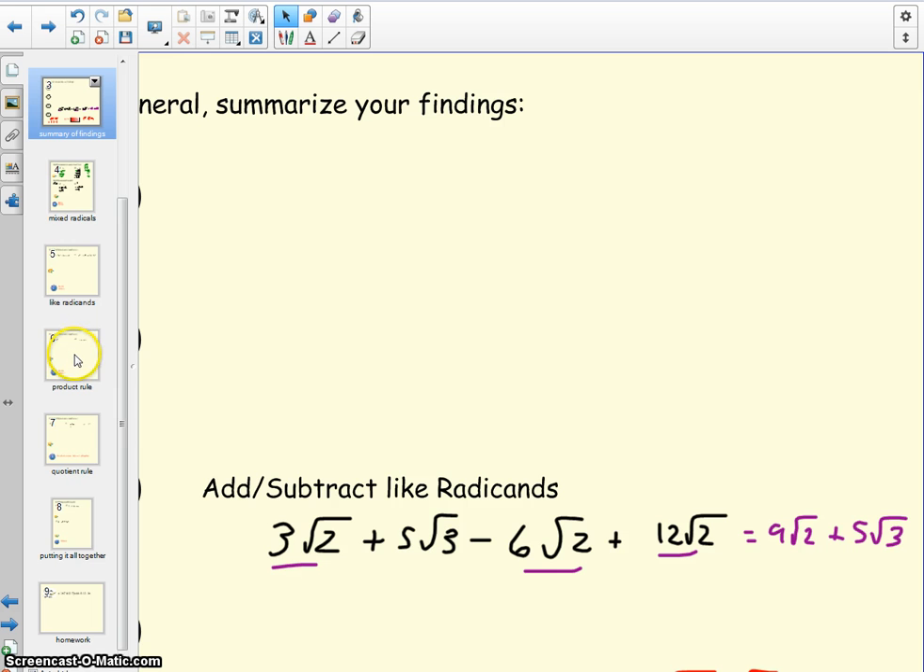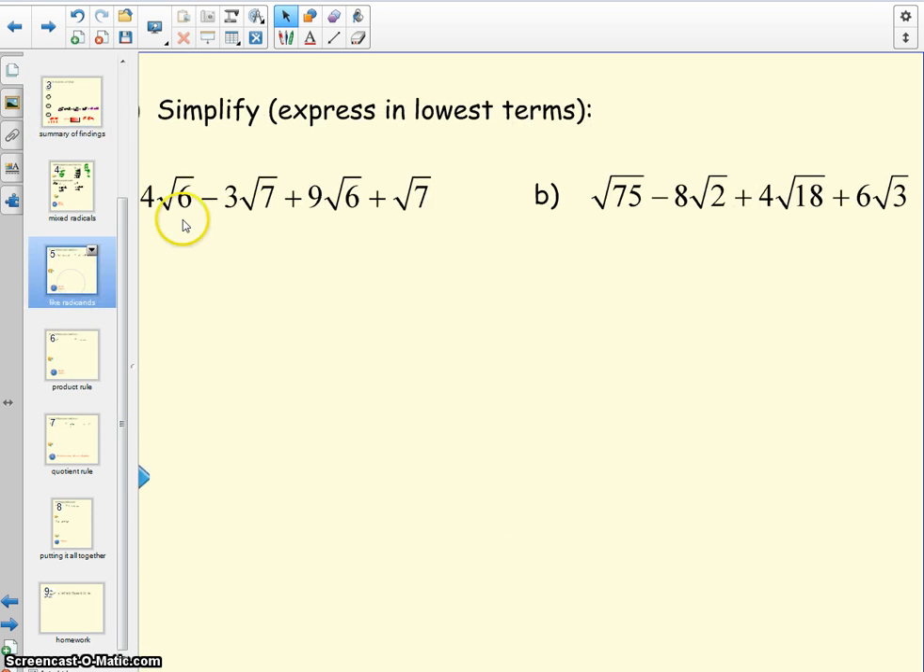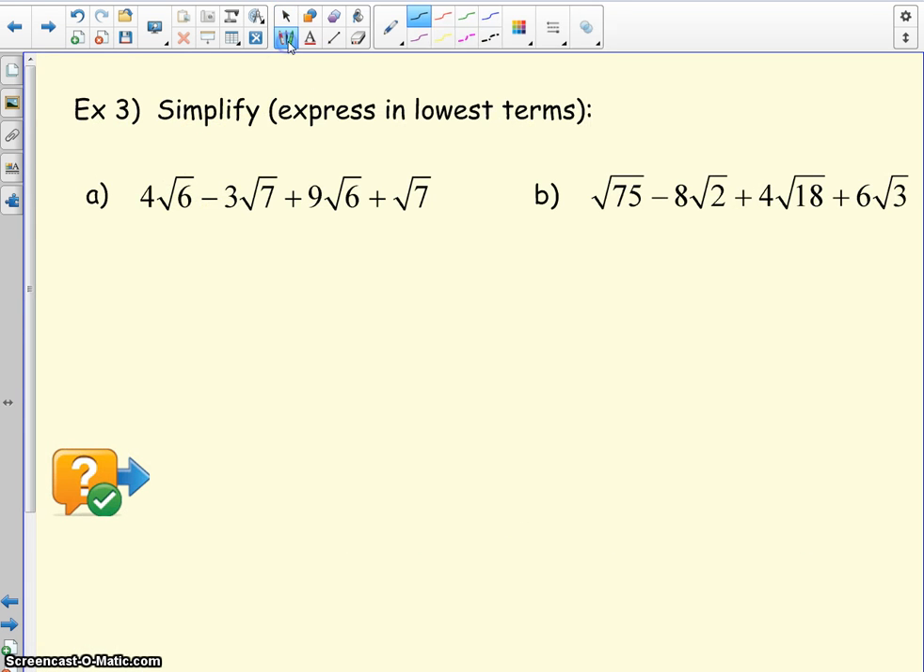So looking back at this one, the only ones I can combine together are my root 6's here, and then separately I can combine my root 7's together. So I'm going to put my coefficients together here. I have 4 root 6 plus 9 root 6, which is going to give me 13 root 6. And I have negative 3 root 7 plus root 7, which will give me minus 2 root 7.